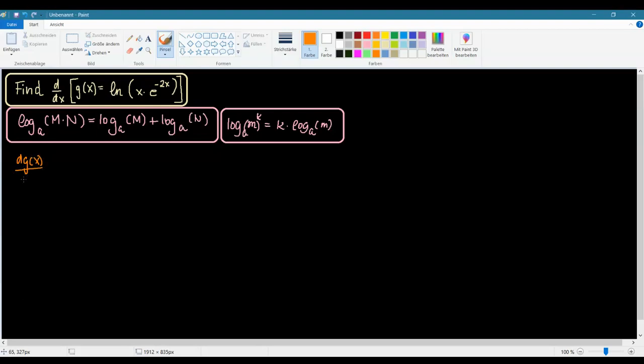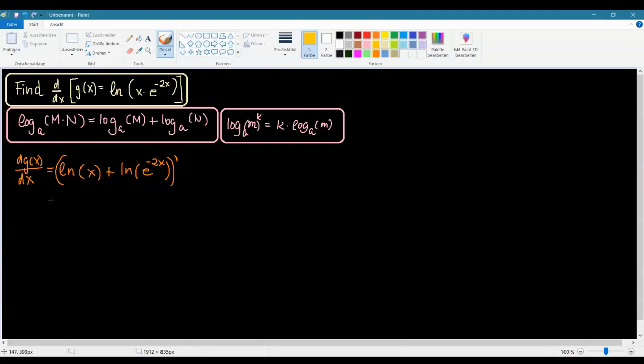Our first step is we're differentiating g of x with respect to x. So this is just our derivative on the left-hand side. First we have this first rule. So it's going to be ln of x plus ln of e to the negative 2x, and then all of that prime, because we haven't actually started taking the derivative yet. We're just rewriting still.